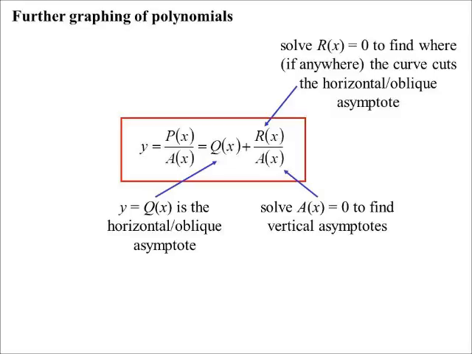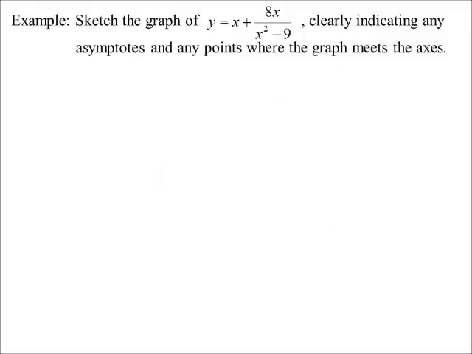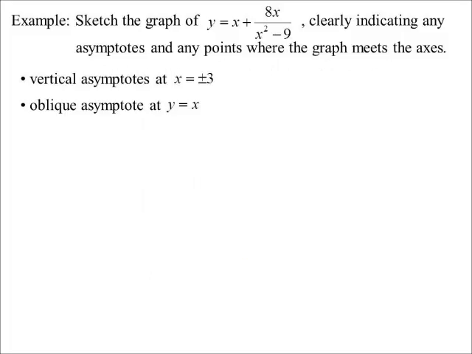And so if you solve the top of the fraction equaling 0, you'll find the place where it cuts the actual asymptote. So if I want to sketch x plus 8x on x squared minus 9, so I've already got it in that format. All right? Well, vertical asymptotes, bottom of the fraction can't equal 0. So we've got x equals plus or minus 3. So let's put that in. Okay, oblique asymptote, y equals x. Pop that in.